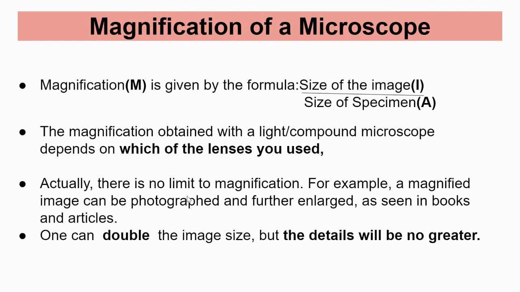Magnification obtained with a light and compound microscope depends on the lenses that you use, and actually there is no limit to magnification. You can keep on magnifying the image. The issue is that if your resolution is low, then after one point of time your image will go on magnifying, but there will be no clarity. One can double the image size, but the details will no longer be greater.